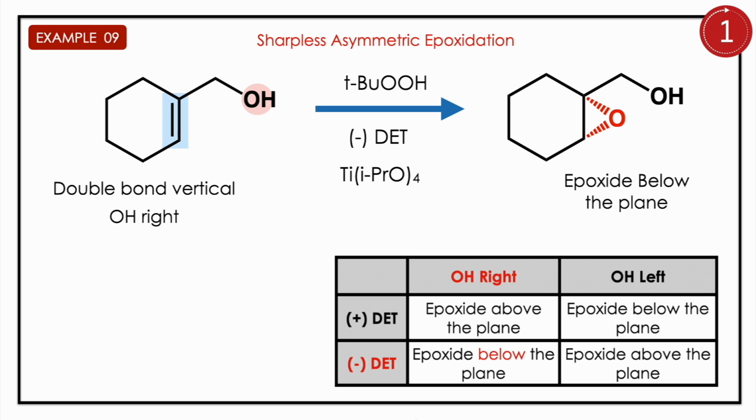So we should go step by step. First we will see the position of alcohol. The double bond is already vertical. Alcohol is on the right side. You are using minus DET. So if you look at the table, minus DET, alcohol right side means below the plane epoxide. So you should draw oxygen below the plane. The concept outlined here is that identifying allylic alcohol is important in the macrocyclic system.